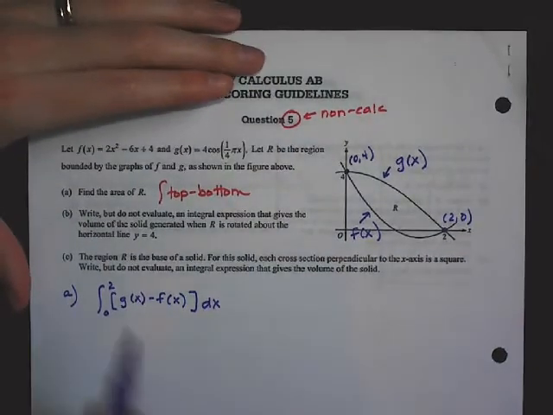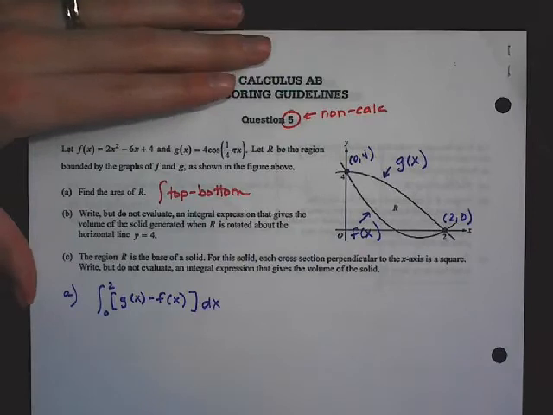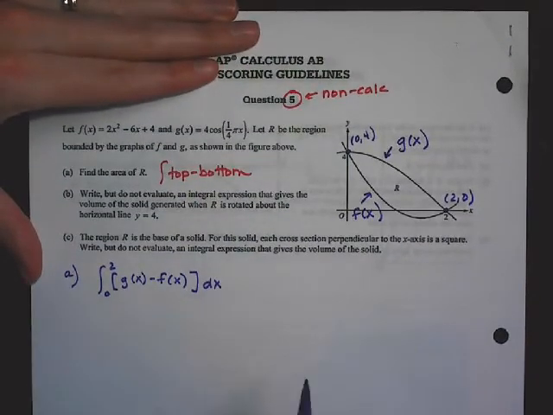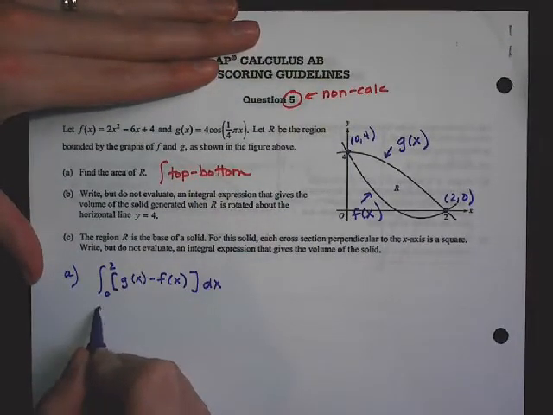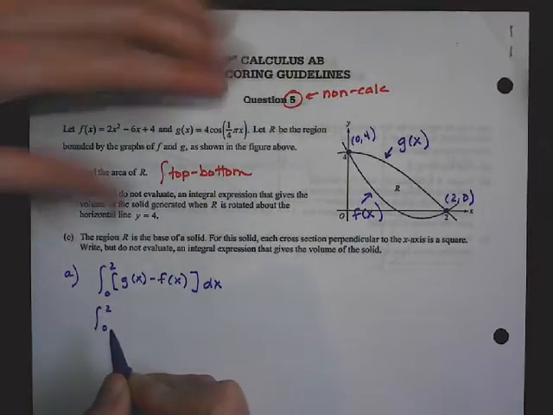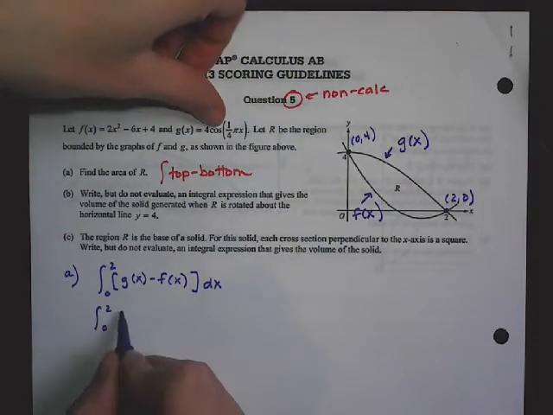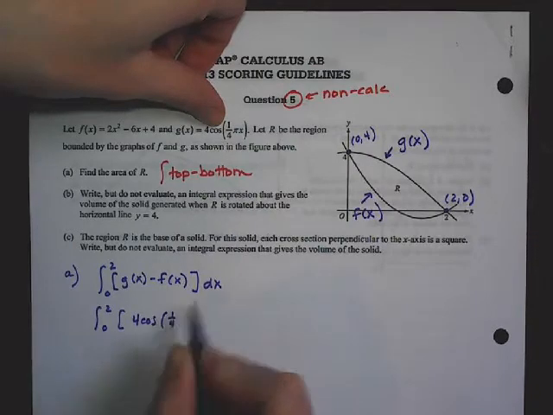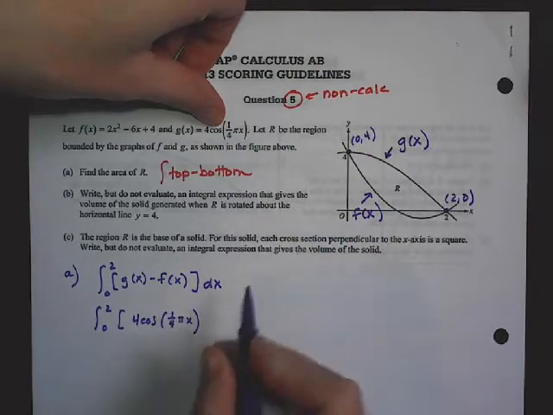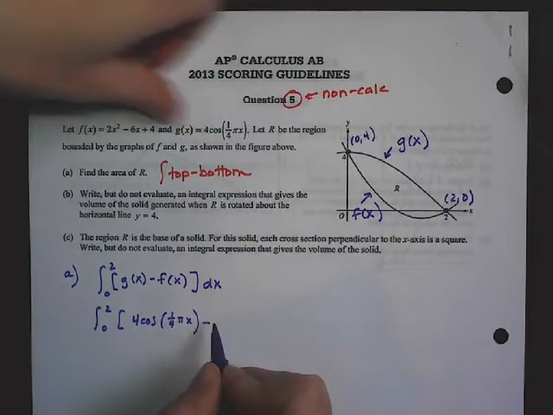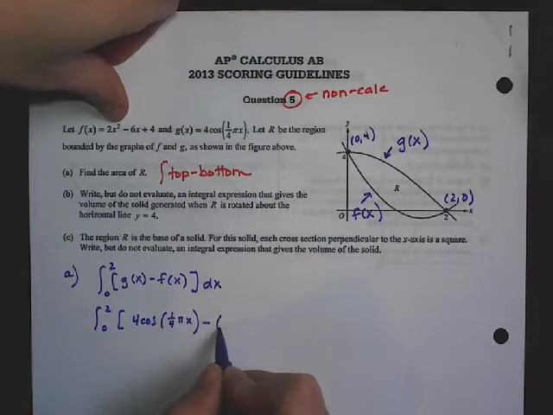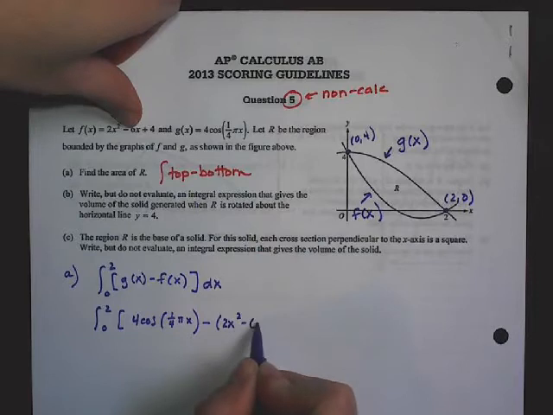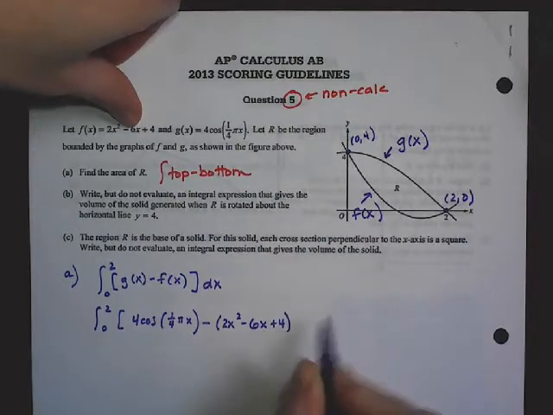Okay, they want us to find the area, so we want to get a numeric answer. So I'm going to have to start integrating this by hand because this is a non-calculator problem. So what I really have is the integral from 0 to 2 of g of x, which is 4 cosine of 1/4 pi x, minus f of x, which is going to be 2x squared minus 6x plus 4.